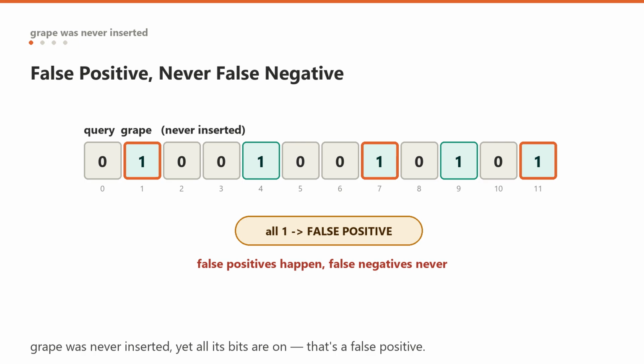Here is the guarantee to memorize. A Bloom filter can produce false positives, but never false negatives. If it says no, it's always right. If it says yes, it's usually right, but not always. In our block list example, a false positive just means you do one extra, unnecessary check against the real database. You never wrongly let a bad URL through.